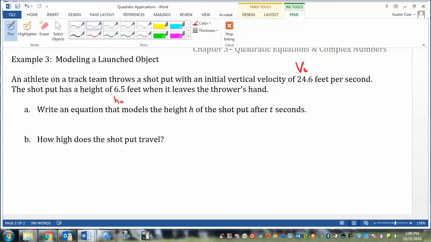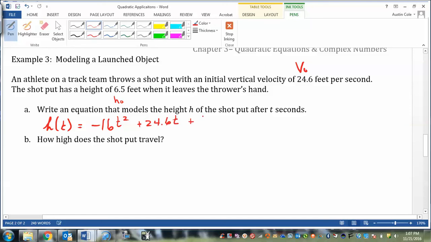Good. So it says write an equation that models the height h of the shot put after t seconds. So we're going to use our model on the front page. We're going to go h of t. Our height after a certain time is going to be negative 16t squared plus our initial velocity, 24.6t, plus our initial height, which is 6.5. So there's our model. Questions about how we got that?